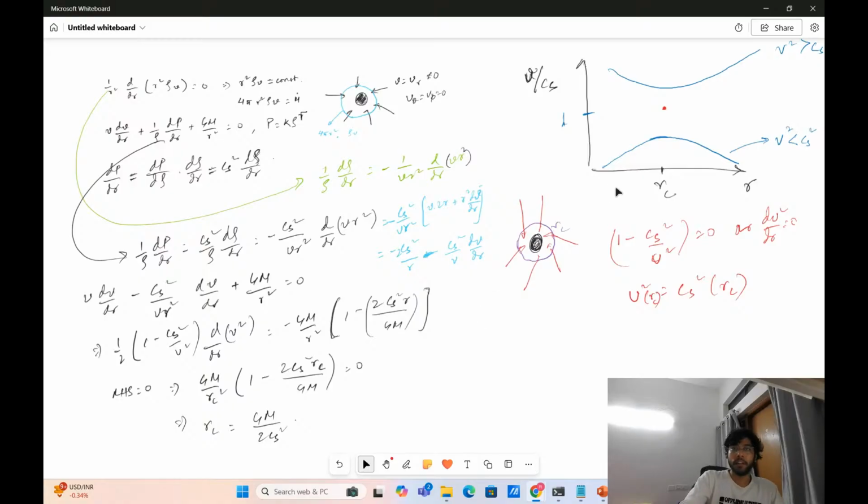Okay, right. So let me explain this graph. Let me explain in detail. So let's look at this equation. Now, let's consider this graph. So that means V square is less than CS square. So if V square is less than CS square, then what is the sign of this quantity?